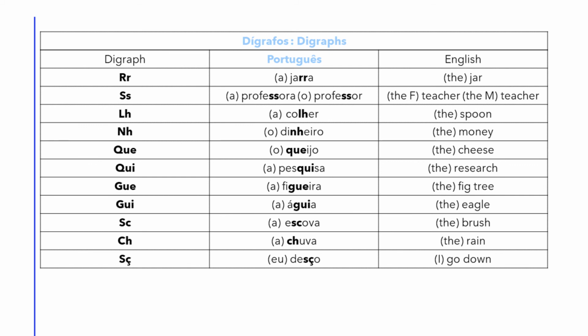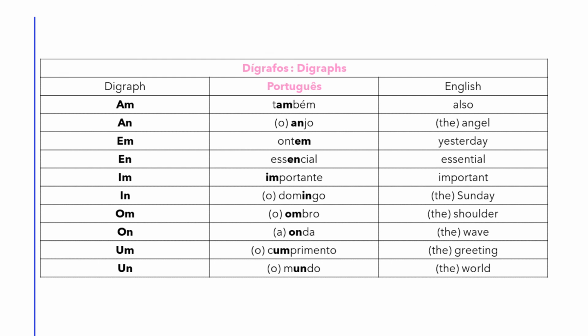Sk, Sk. A escova, the brush. Sh, Sh. A chuva, the rain. S, S. Eu desço, I go down. Okay, let's move to the second row. And we're starting again with the first column, the digraph.